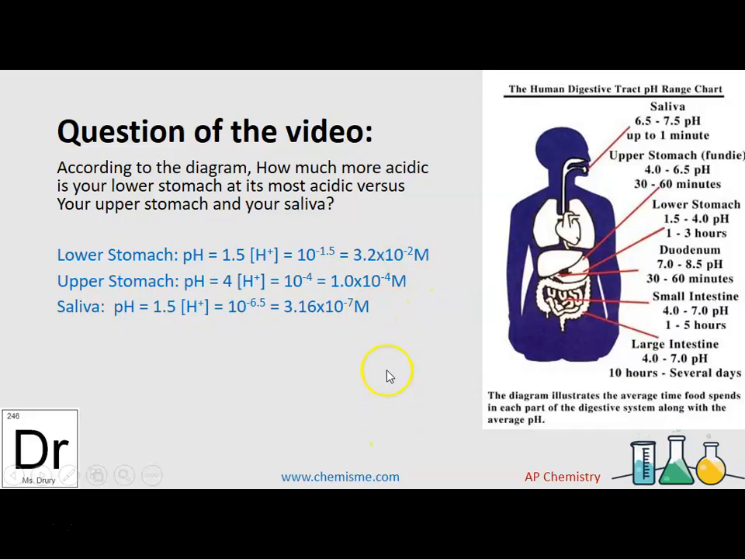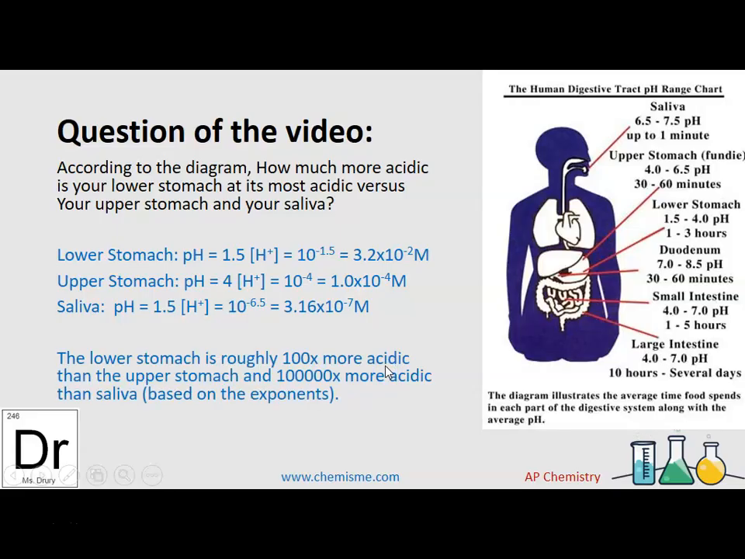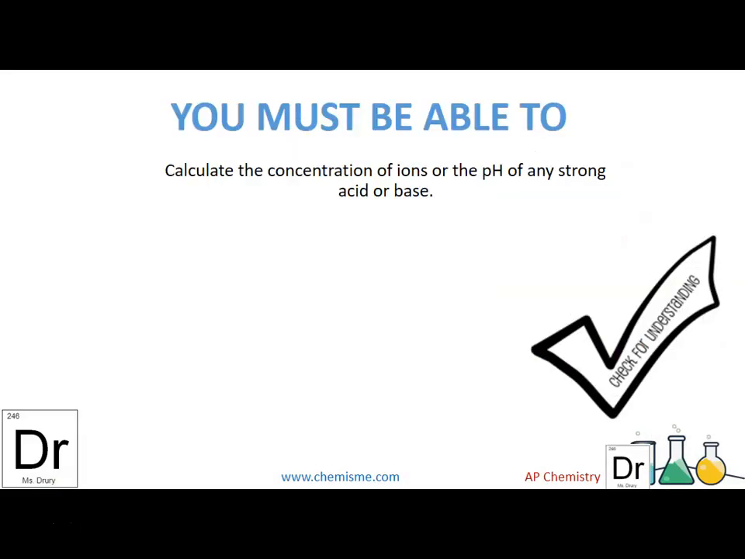Because these are exponential. So the upper stomach is roughly 100 times more acidic, and the lower stomach is roughly 100,000 times more acidic than the saliva. And so at this point, you should be able to calculate concentration of ions or the pH of any strong acid or base.